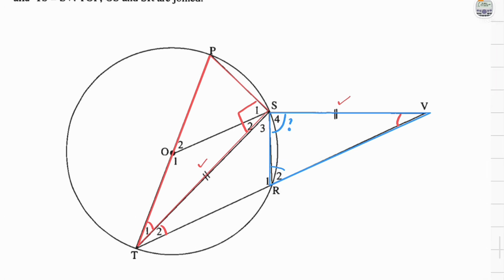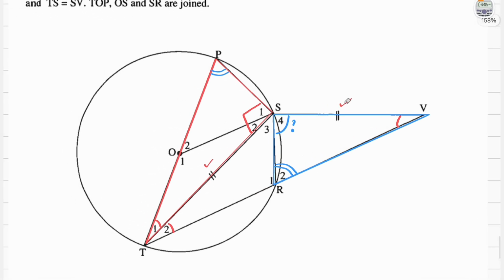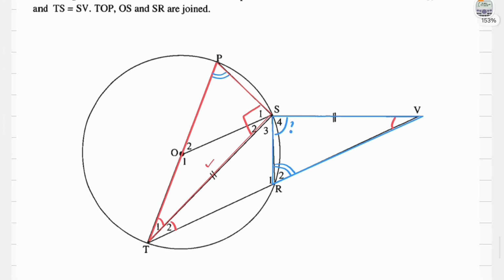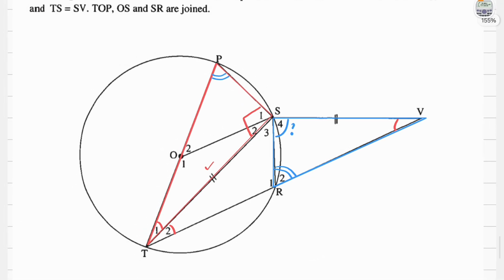We found out that this angle is equal to this angle. And we found out that these two angles are equal. So that would conclude that angle PST is actually equal to angle S4, because you have two other corresponding angles being equal in both triangles. Or really, it's just because the sum of angles in a triangle adds up to 180 degrees.